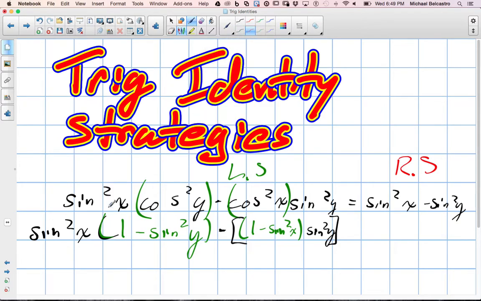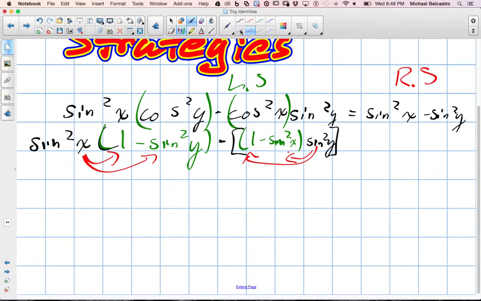So the next step, we're going to distribute. Okay, we're going to take that value and distribute to both of the values that are written in green. And same here. It doesn't matter which side we're multiplying by. You can still distribute from the front or the back or the left or the right. It doesn't technically matter. So sine squared x times 1 is just going to be sine squared x.